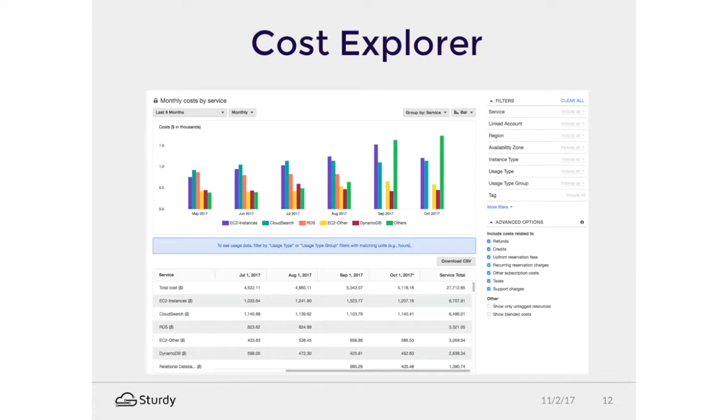Looking back at September, we see a lot of EC2 and we see a lot of other, which is to say not one of the services listed there. You can drill into those and see what those services are. There's a table below that shows it in a tabular format.